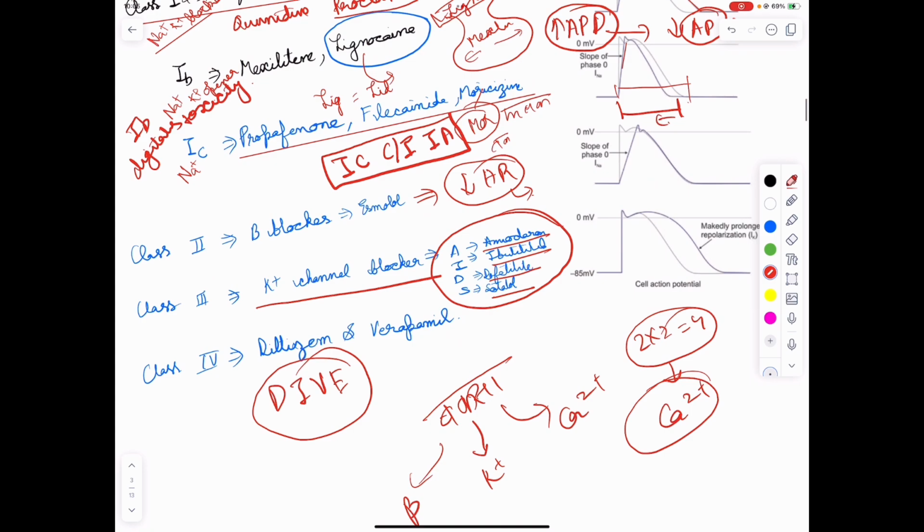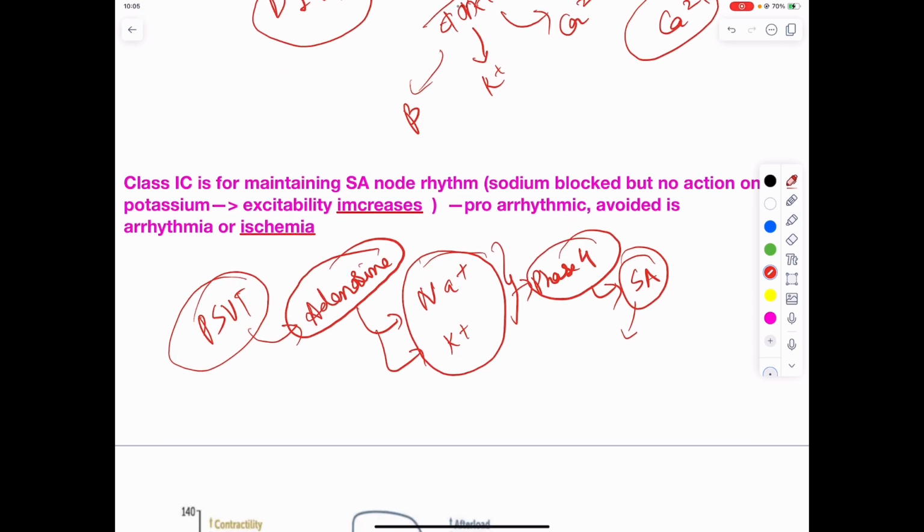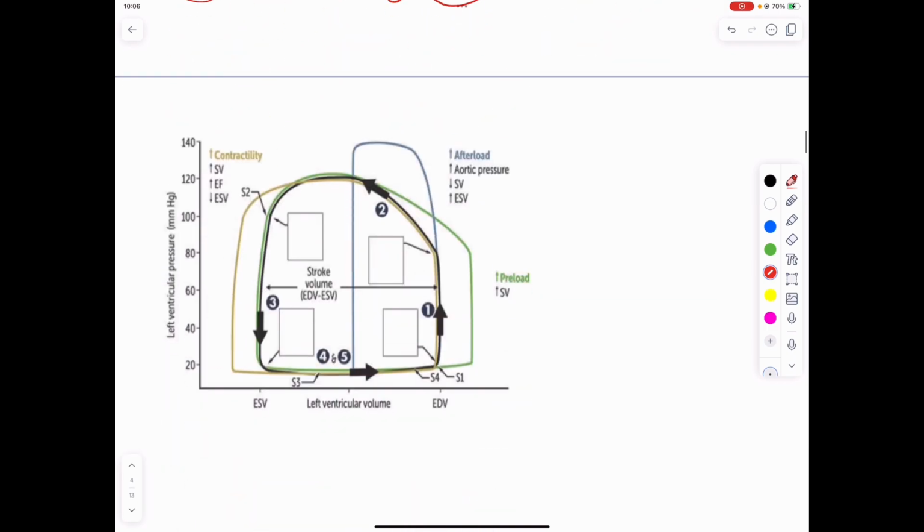See, class 1C is only a sodium channel blocker. So 1C is largely given for maintaining sinus rhythm. So sodium is blocked but there is no change in action potential, and this way excitability increases, and therefore it has pro-arrhythmic potential and is avoided in arrhythmia or ischemia.